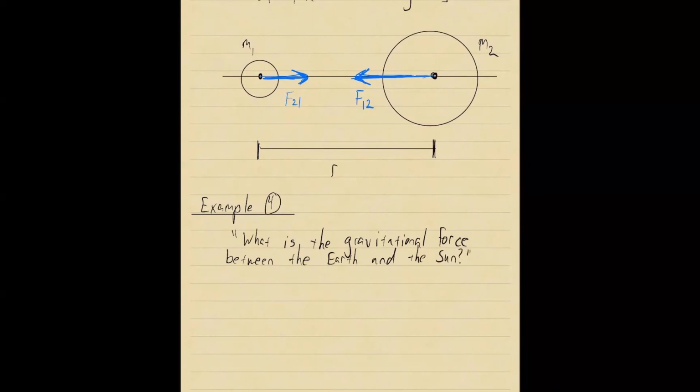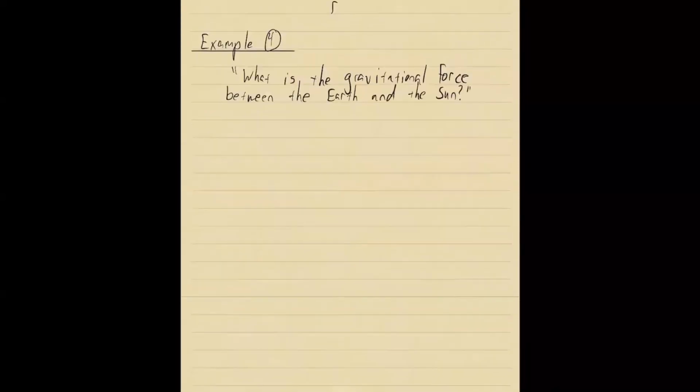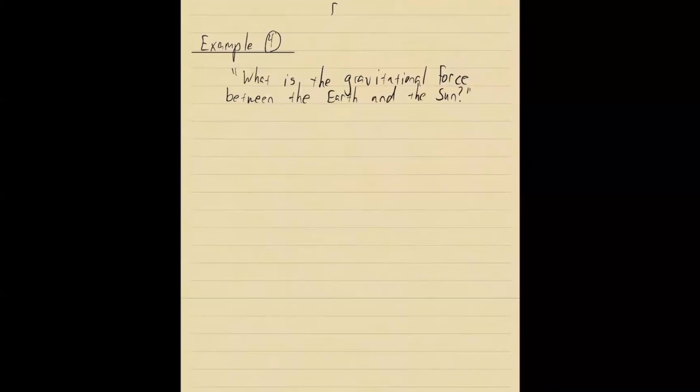Well, we're going to need some background info. To begin with, we need to know that the mass of the Sun, which I'm going to call m sub s, is going to be 2 times 10 to the 30 kilograms. It's quite heavy. The mass of the Earth, let's say m sub e, is equal to 6 times 10 to the 24 kilograms.